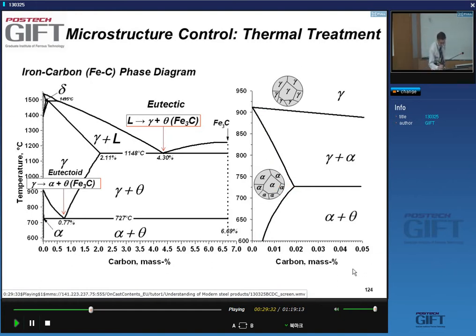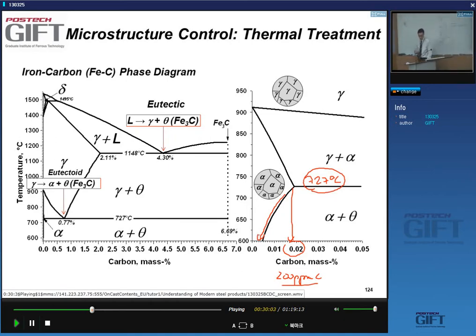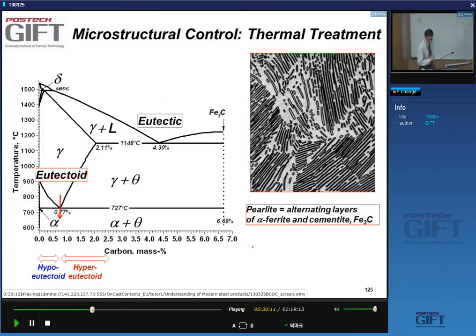And the maximum solubility of this carbon, at around the eutectoid temperature, is close to 200 ppm, a typical maximum solubility of carbon. And the second thing is you can see that as you decrease the temperature, this solubility goes close to zero. The important point is that at 0.77%, we have a microstructure which will look essentially like the example shown here, a pearlitic microstructure, where we have alternating layers of ferrite and cementite.